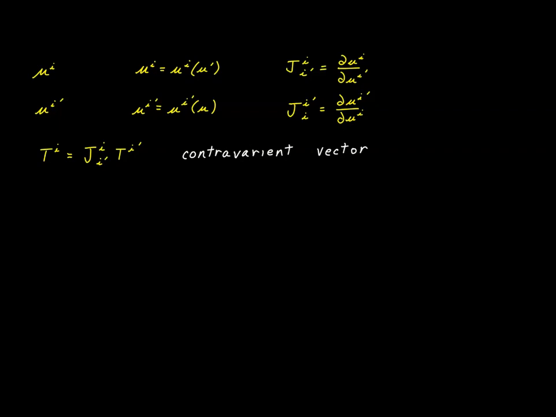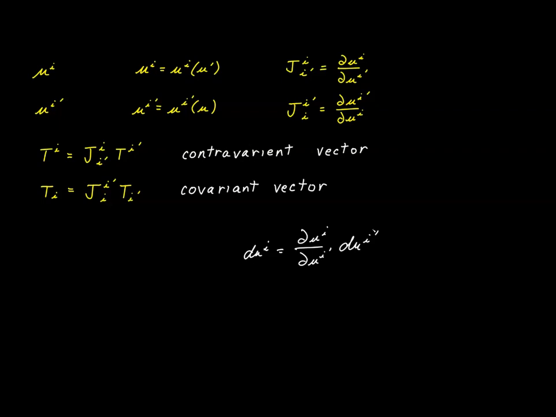contravariant transformation. In a similar fashion, we define a covariant vector as any set of scalar values that transforms as a covariant transformation. Notice we don't make reference to basis vectors in any way. Note here that du^i is equal to the partial of u^i with respect to u^i prime times du^i prime. And that means that du itself is a contravariant vector because this pattern is the same as this. And that's why we use an upper index for our coordinate variable itself.